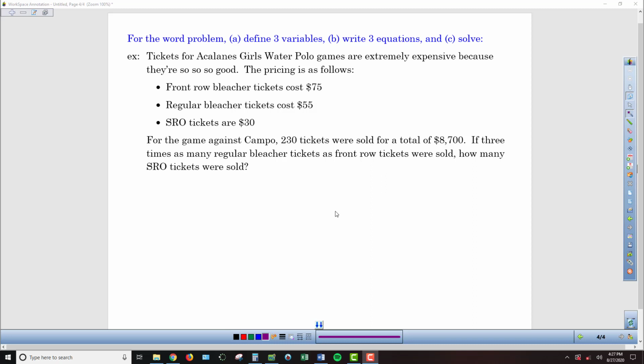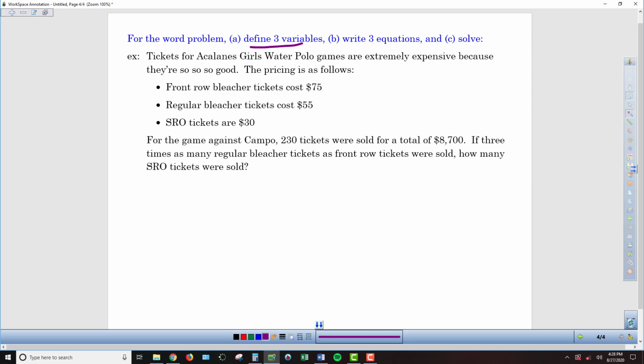So in our last example, we have an application of how we can use three equations and three variables to solve a problem. So here we have tickets to the Aqualines Girls Water Polo games are priced at $75, $55, and $30. We're kind of a big deal, so hence the inflated prices. And then we've got some more information about how many tickets were sold, how much we brought in revenue, and so on. But the first thing we've got to do is define three variables.